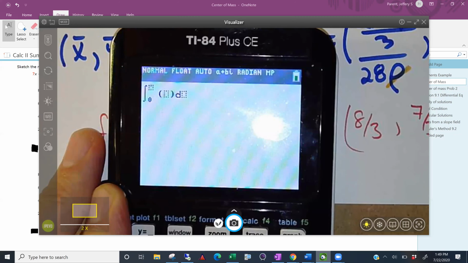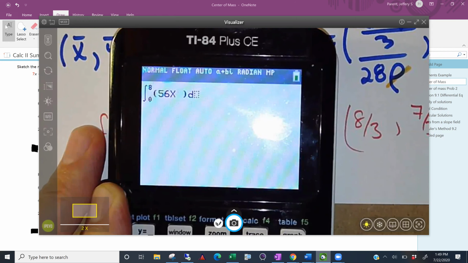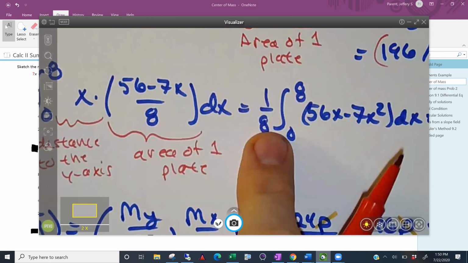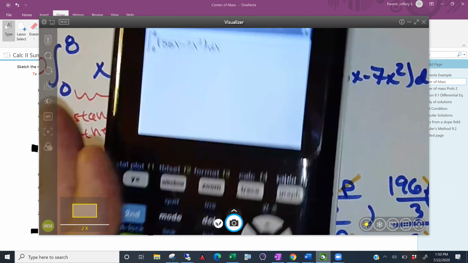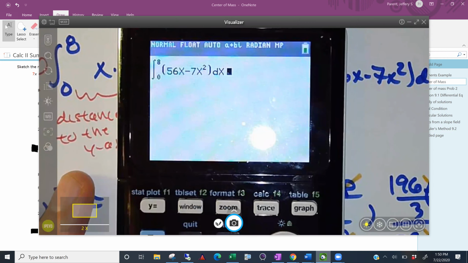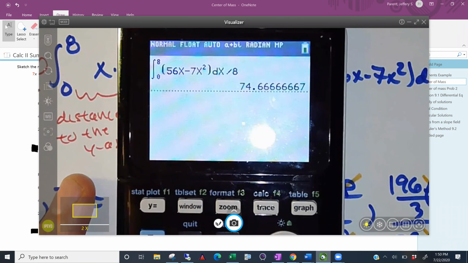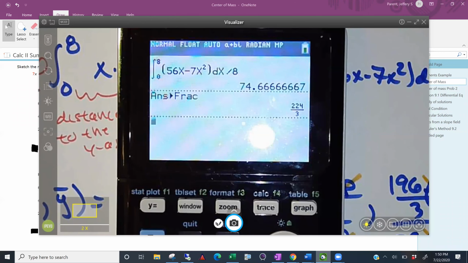So math 9, 0 to 8. How about if I do 0, then up arrow to 8, 56x minus 7x squared dx. Now keep in mind, when we calculate m sub y, there's also this 1/8 out in front, so we're going to have to divide that by 8. You know what, let's just do it all in one go. It gives me this ugly expression, but if I hit the math key and then press enter twice, it turns it into a nice, neat fraction. So, good question.